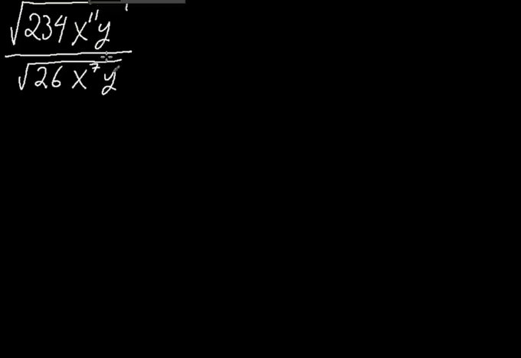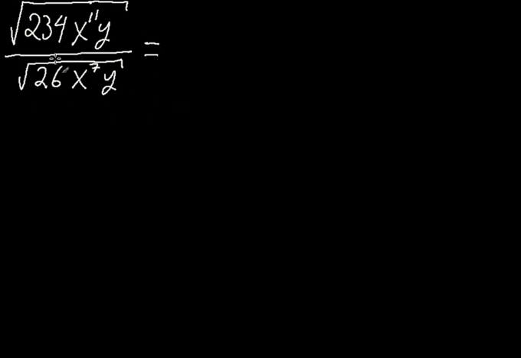All right, let's go into another example. Now, this one is kind of already using the quotient rule. So I have the square root of 234 times x to the 11th times y, and that's over the square root of 26 times x to the 7th times y. I'll go ahead and give you a little hint. If you see a problem in a math class and it's already broken up for you, you probably want to go the other way on the quotient rule, and that's probably what's going to happen.